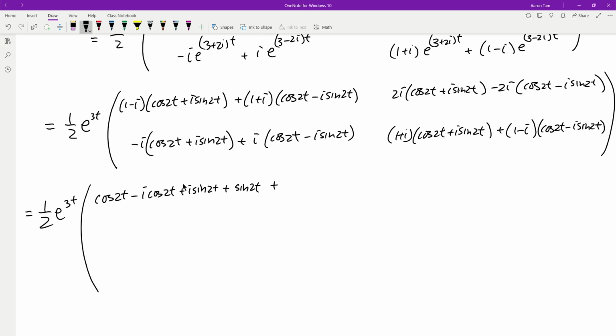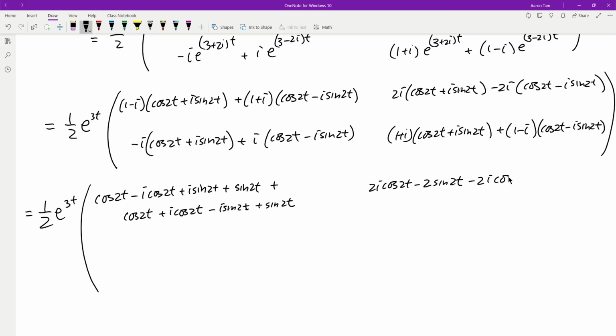Plus, and I'm going to multiply this one on the second line, cosine 2t plus i cosine 2t minus i sine 2t minus i squared sine 2t, which becomes plus sine 2t. So that's a complicated one. This one doesn't have a binomial, so that's pretty good. This one would be 2i cosine 2t plus 2i squared, so that becomes minus 2 sine 2t.